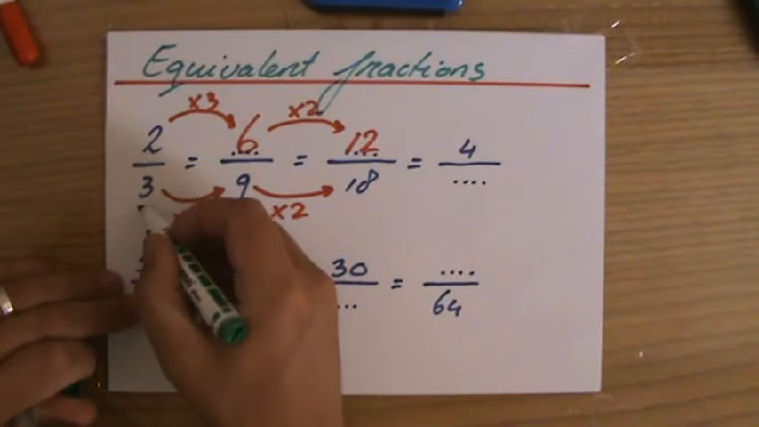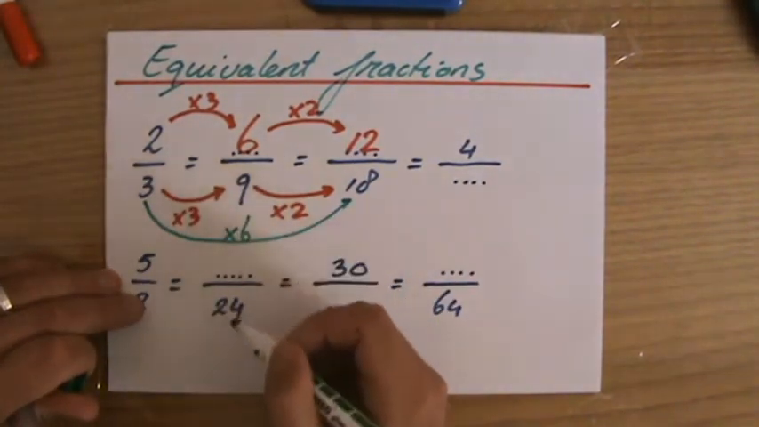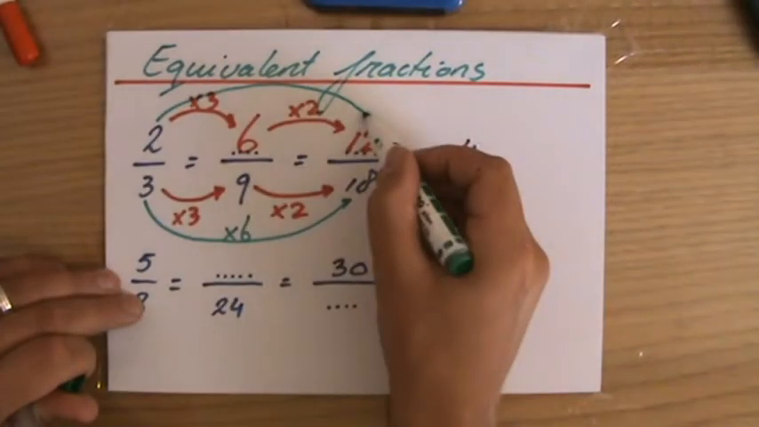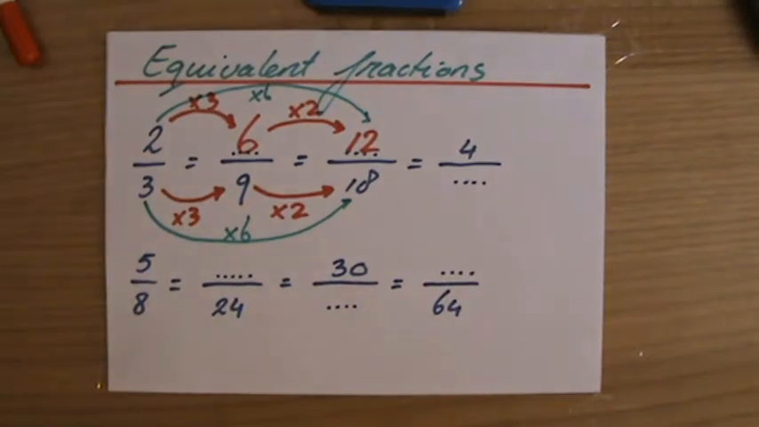I could also have said, well, to go from 3 to 18, that is a factor 6. So 2 times 6, yeah, indeed, is 12. All right, up to you what you do.